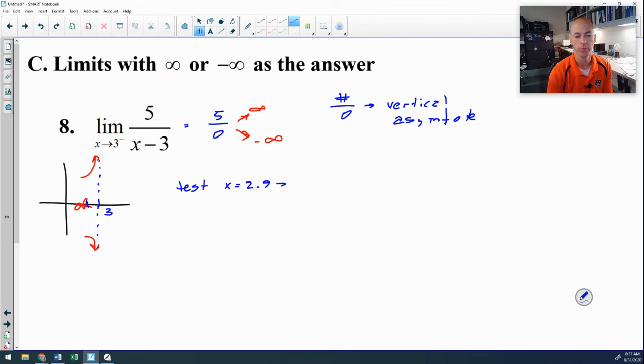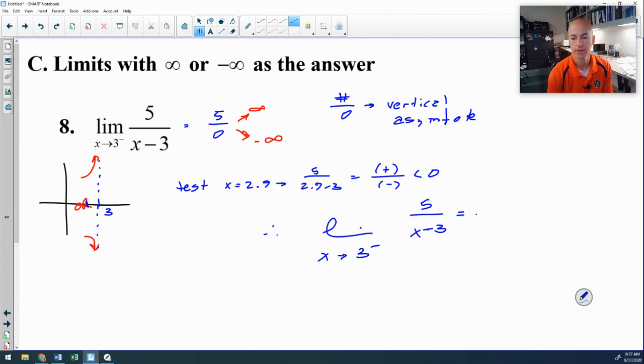I'm going to go all the way to 2.9. And if I plug in 2.9, I'll have 5 in the numerator. My denominator is 2.9 minus 3. What I end up with is a positive numerator of 5 and a negative denominator. That will end up being a negative result. Therefore, I know that the answer to this limit, x approaches 3 from the left of 5 over x minus 3, is going to approach negative infinity, because when I tested a value just to the left of the asymptote, I ended up getting a negative result. So I know we're looking at this, not that.